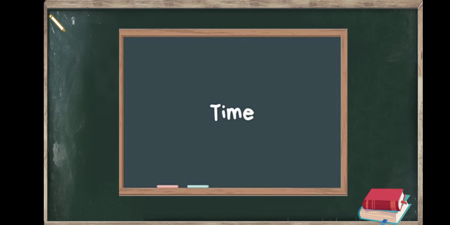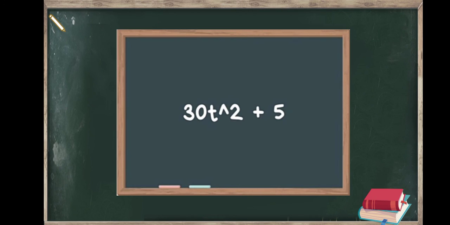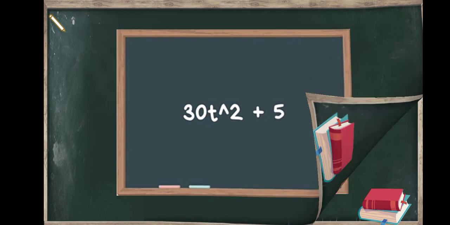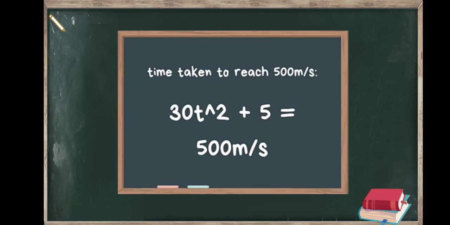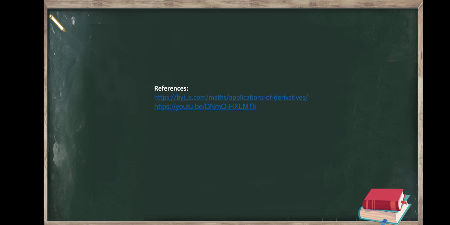For the last question, it still talks about the velocity, but instead of finding the value of the velocity, it requires us to find the time. So, we know that velocity is given by this equation, 30t squared plus 5. To find the time taken to reach 500 meters per second, we make this equation equal to 500 meters per second. So, move things around and we should get 4.06 seconds.